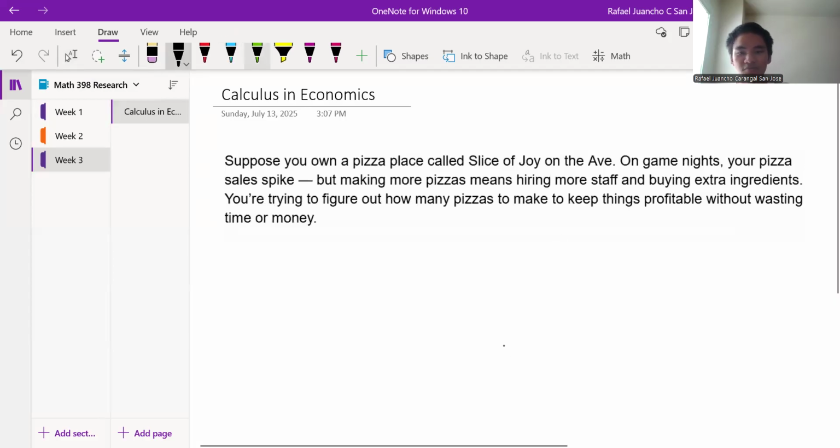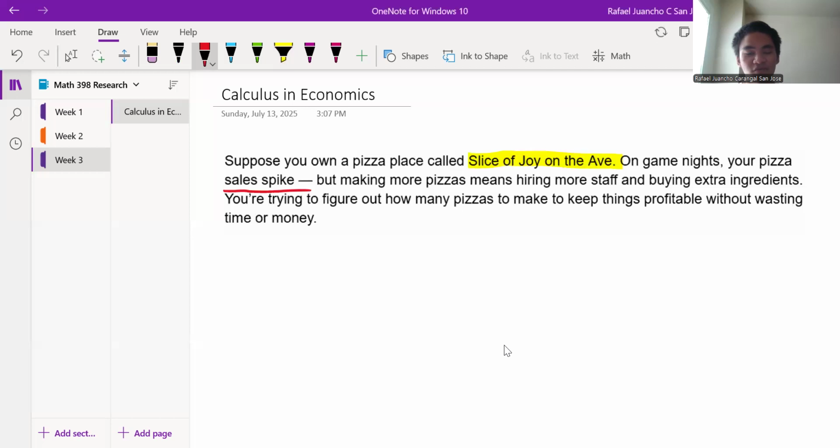So suppose we own a pizza place, and the pizza place is called Slice of Joy on the app. On game nights, your pizza sales spike. So the sales spike, that's an important term. But making more pizzas means hiring more staff and buying extra ingredients. And so we're trying to figure out how many pizzas to make to keep things profitable without wasting time or money. Because even though our pizza sales spike, we're able to make profit.